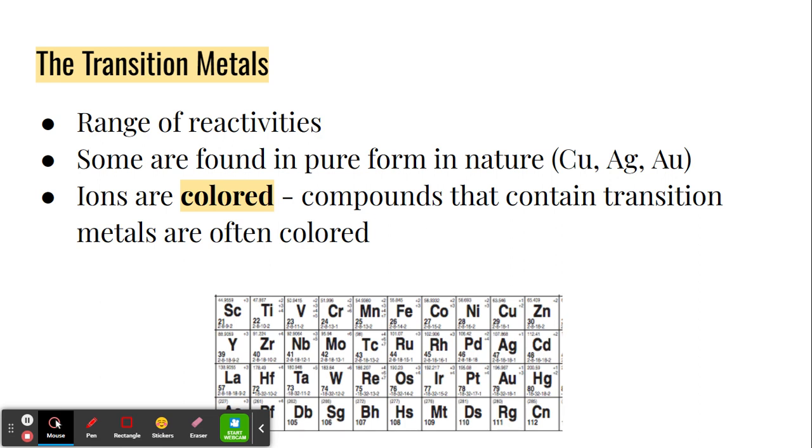And these transition metal ions are colored. Each transition metal has a color associated with it when it becomes an ion.